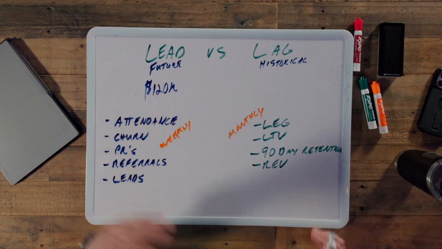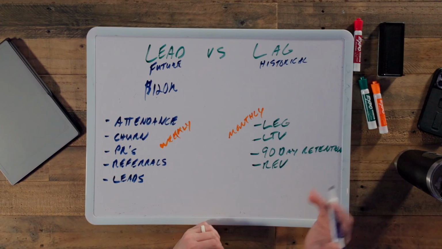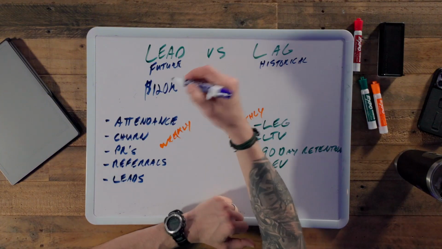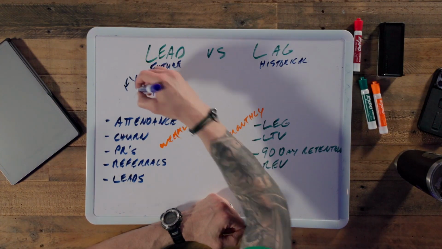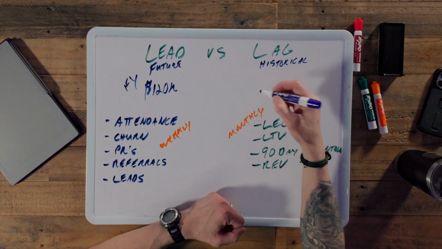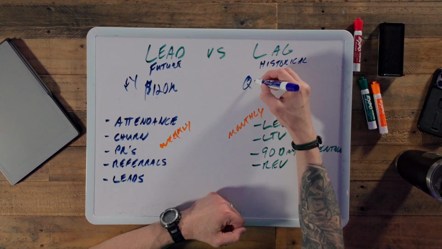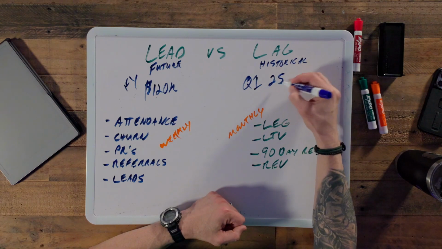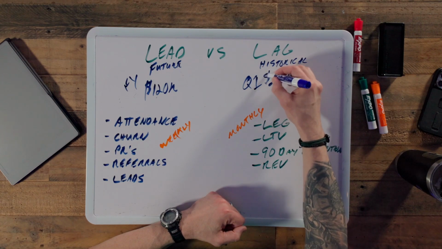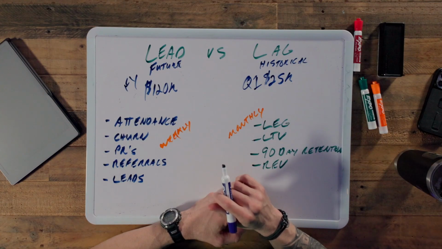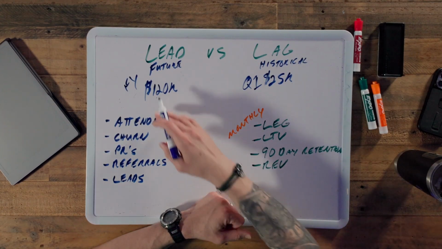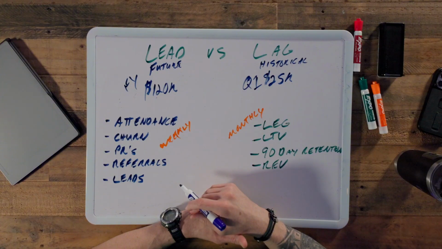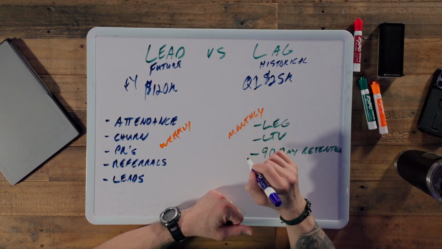How would I take something like revenue and turn it into a lead metric? Well, instead of looking at the previous fiscal year, I might start tracking things on a monthly or quarterly basis. So let's just say that in Q1, the gym made, call it, 25K in Q1. Well, I know that if they did 120,000, they should have done 30,000 in Q1, versus now they're 5,000 down in revenue.